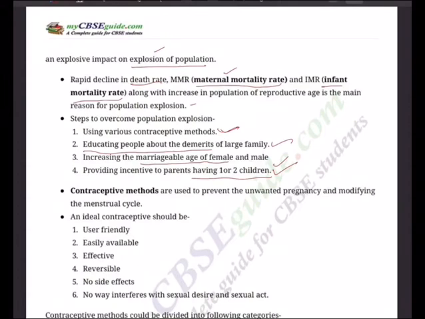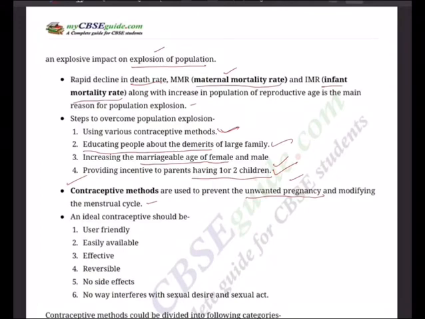Now, contraceptive methods, we were talking about it. Using various contraceptive methods. What are those contraceptive methods? Family planning methods. These are used to prevent unwanted pregnancy and modify the menstrual cycle. So we have got 2 ways. One is avoiding the unwanted pregnancies, and the second one is modification in the menstrual cycle.